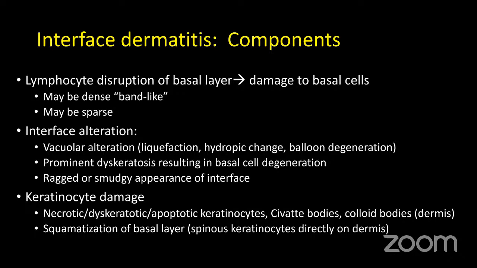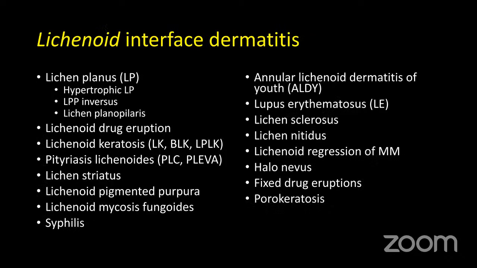People refer to this as necrotic keratinocytes, dyskeratotic keratinocytes, apoptotic keratinocytes, civatte bodies. When they're dropped down into the dermis, where you just have the pink keratin blobs, that's referred to as colloid bodies. And then you have squamatization of the basal layer. So the basal layer, instead of having that nice cuboidal basaloid appearance, appears pink and similar to the spinous keratinocytes, and they go directly on the dermis. We'll go through some examples of this.